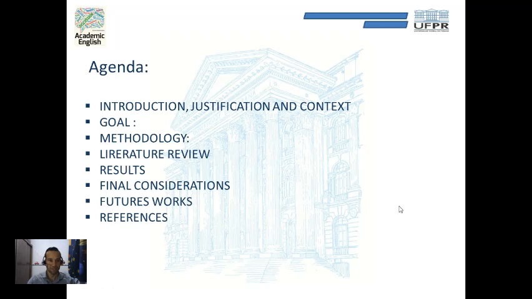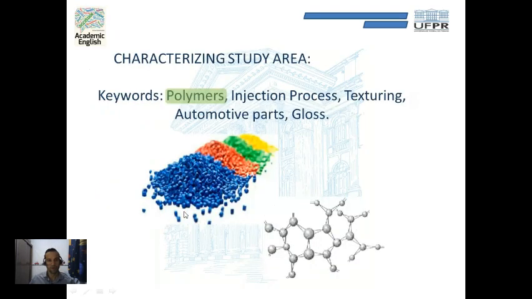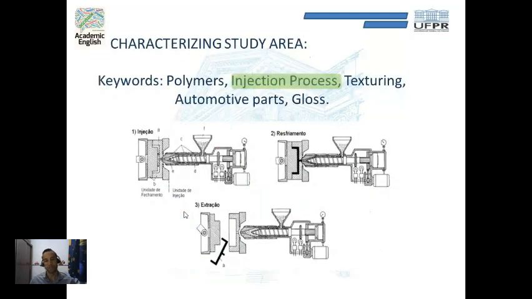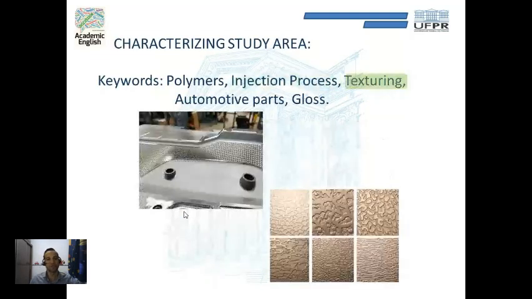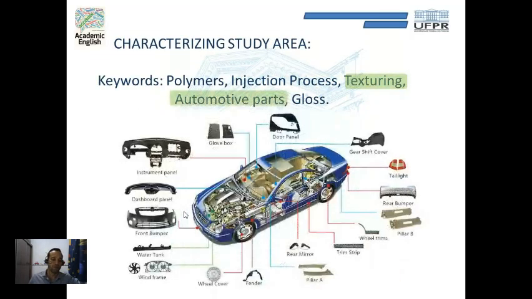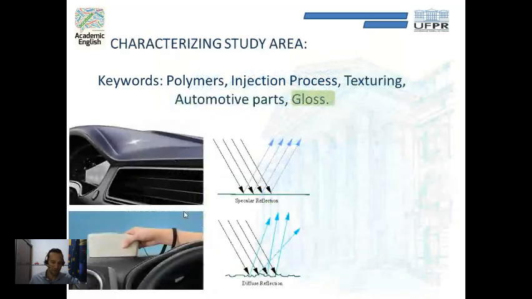Here we can see the agenda. We start with the introduction, and we finally have the references for this work. Here we can see the characterizing study area and keywords: polymers, injection process, texturing, automotive parts, and gloss.